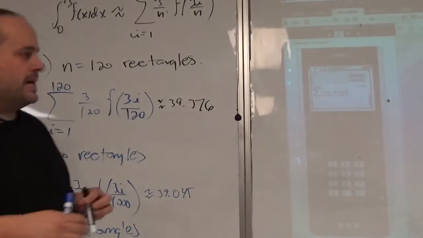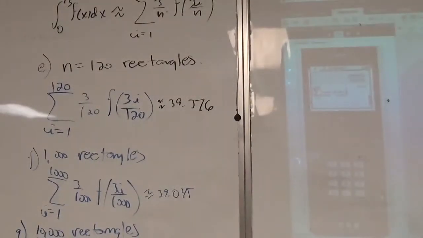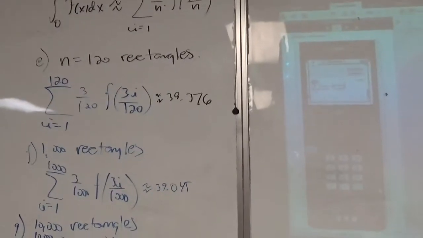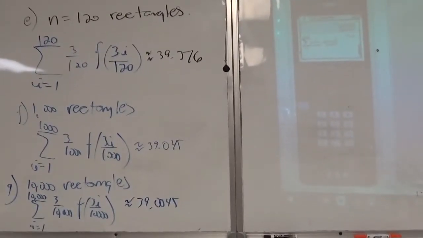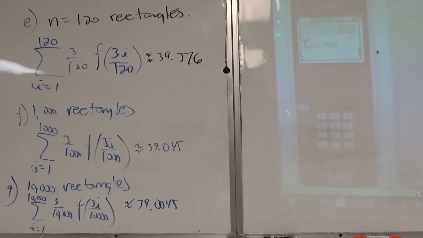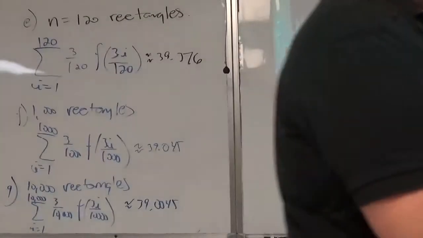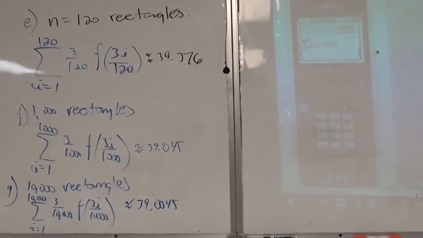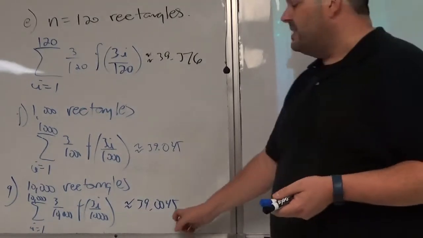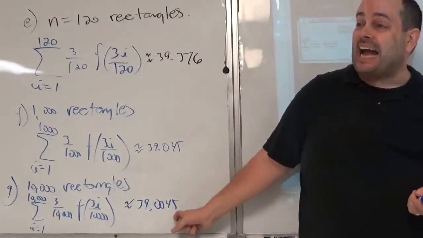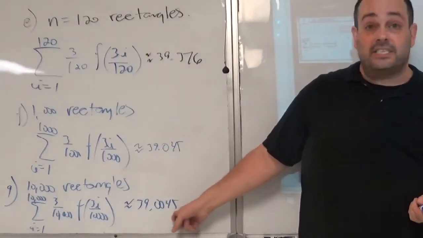We have about 7 minutes left. Here's the thing. You just calculated the area using 10,000 rectangles. How long would this have taken Riemann? Probably forever, because he didn't have a nice graphing calculator to do the work for him. And even if he did, is anyone going to tell me that 39.0045 is the exact area? No. This is still an estimate.